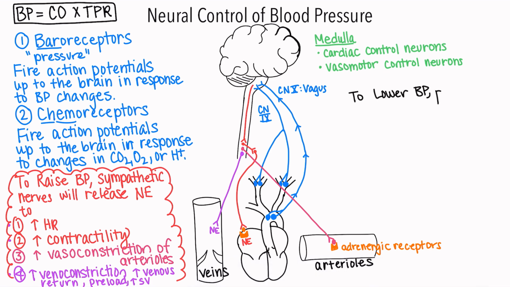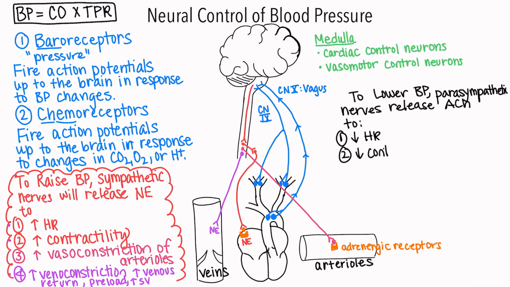you can have parasympathetic nerves release acetylcholine in order to, we're going to decrease heart rate, we're going to decrease contractility. Both of those will decrease cardiac output. But what's interesting is that parasympathetic nerves don't usually go on to blood vessels. What happens there is that instead of it being parasympathetic nerves, we just get less sympathetic.